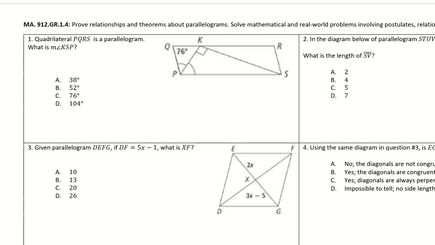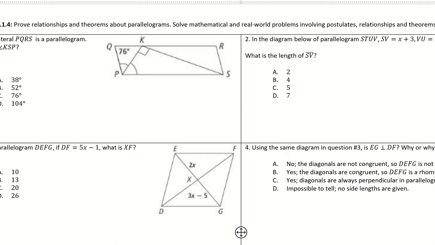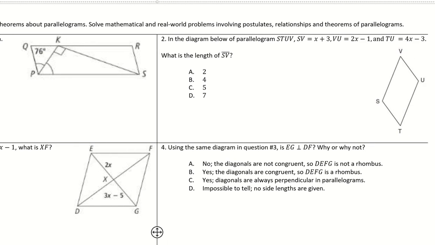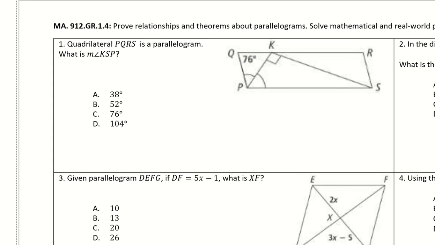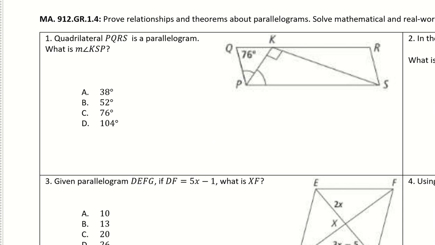So GR14, prove relationships and theorems about parallelograms, solve mathematical and real world problems involving postulates, relationships, and theorems. So number 1, we got quadrilateral PQRS is a parallelogram. What is angle KSP?